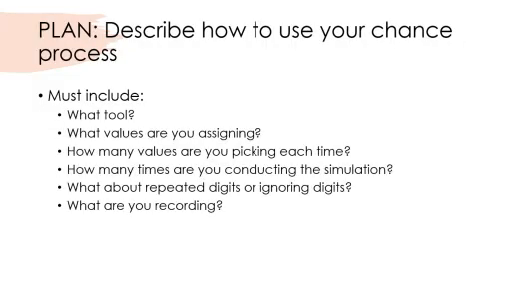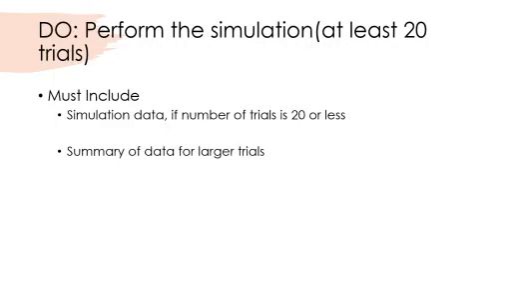And when you're doing planning, you are describing what's happening, the process you're going to go through. So you're going to mention what tools you're using, the values that are being assigned, how you're picking them, how many times you're going to do it to conclude, what's happening with repeated digits or are you ignoring digits, and what you are recording. So it's just kind of, this is how I'm going to do my probability test.